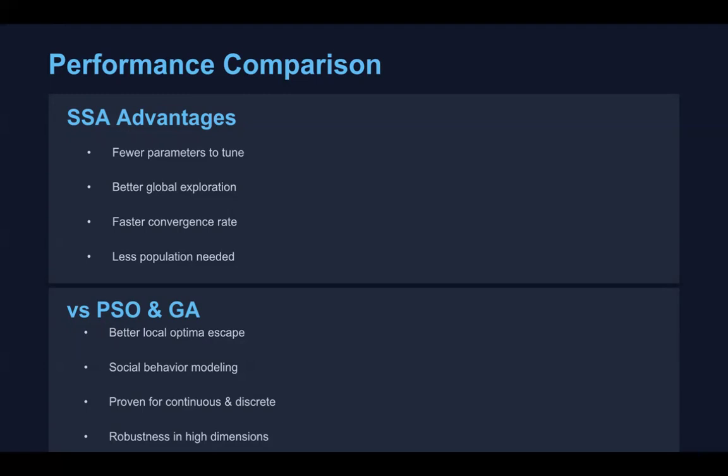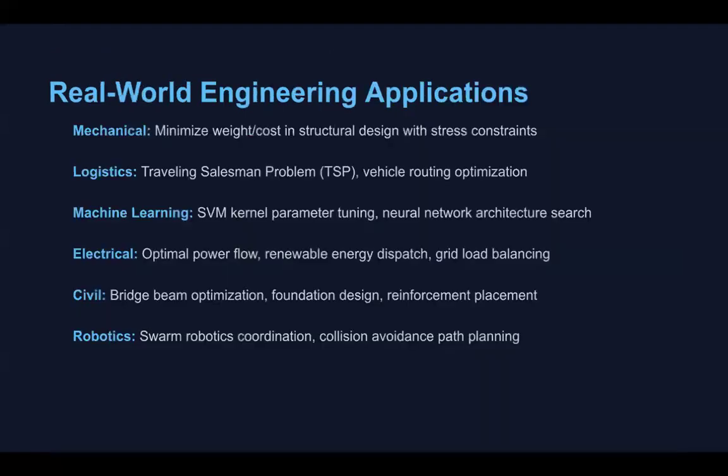The real world engineering applications of SSA: in mechanical design, it reduces structural weight under stress limits. In logistics, it is used to solve routing problems like TSP. In machine learning, it is used to train neural networks and SVMs. In electrical and civil engineering, it is used for power flow and energy dispatch and for structural design. And in robotics, it helps coordinate swarms and avoid collisions.